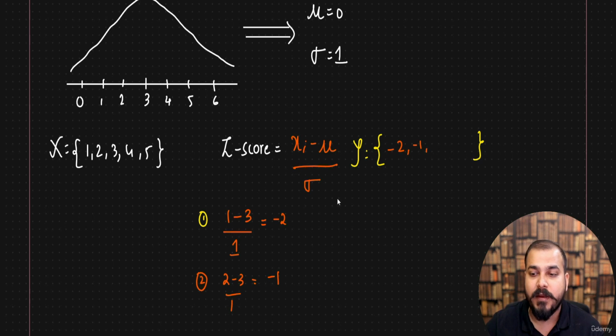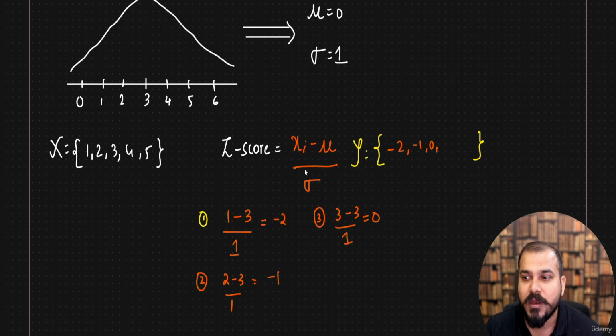And similarly for the third one, you can see 3 minus 3 divided by 1. So this is getting converted to 0. Now see, initially the mean was 3. Now this is getting converted to 0. Are we getting the mean equal to 0 by converting this entire distribution with this z-score formula? Yes, obviously we are getting it, right? So it is minus 2, minus 1, 0. Then let's go to the next step. What about the fourth element? 4 minus 3 by 1 is nothing but 1. So here I'm going to get 1.